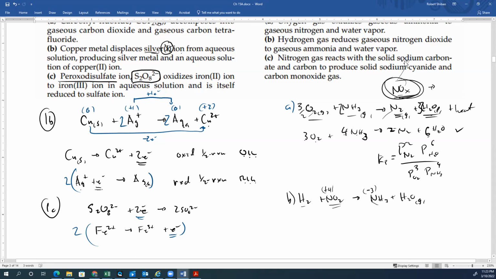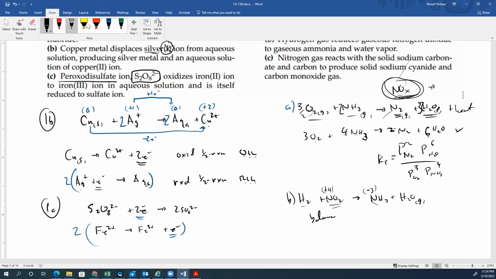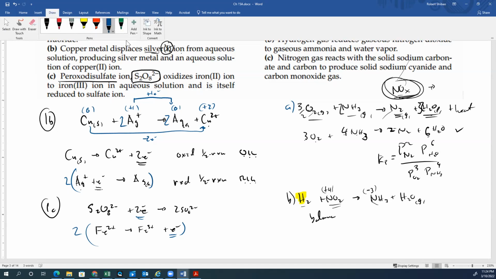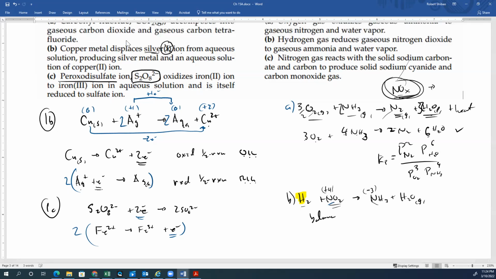Nitrogen gas reacts with solid sodium carbonate and carbon to produce solid sodium cyanide and carbon monoxide gas. So this one's not balanced. Let me just give you a little refresher for balancing. We always save the single element for last, and that makes balancing a lot easier. So here I have one nitrogen, that's okay. I have 2 oxygens here, I'll need 2 waters. That gives me 4 hydrogens here. And then I'll just have 2 here. Well, that was easy to balance.